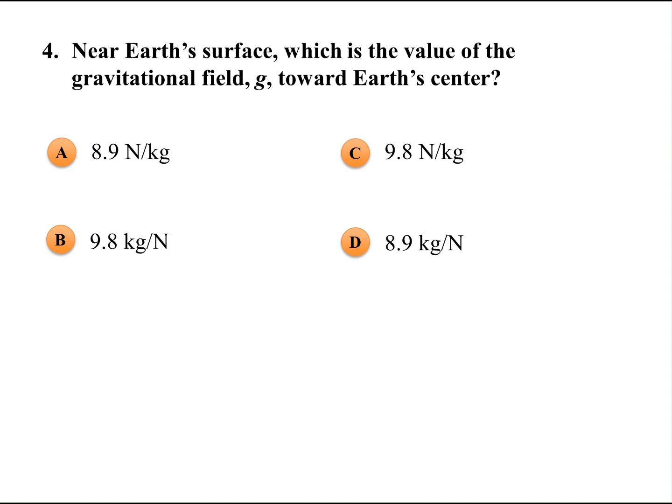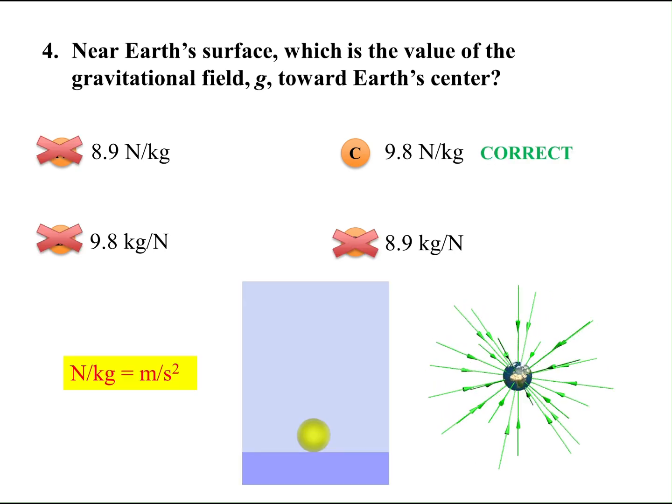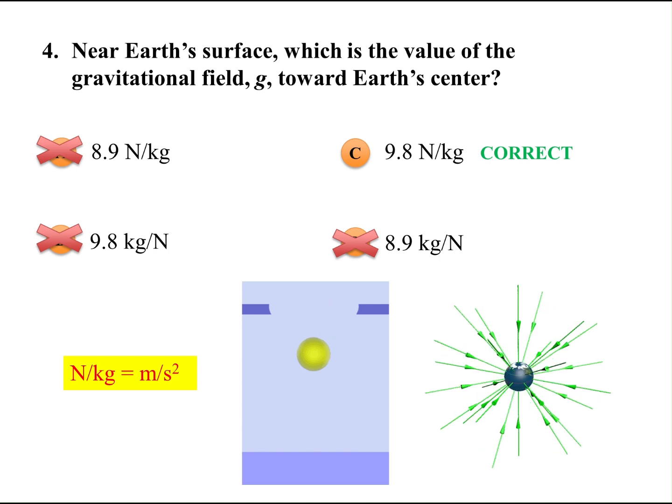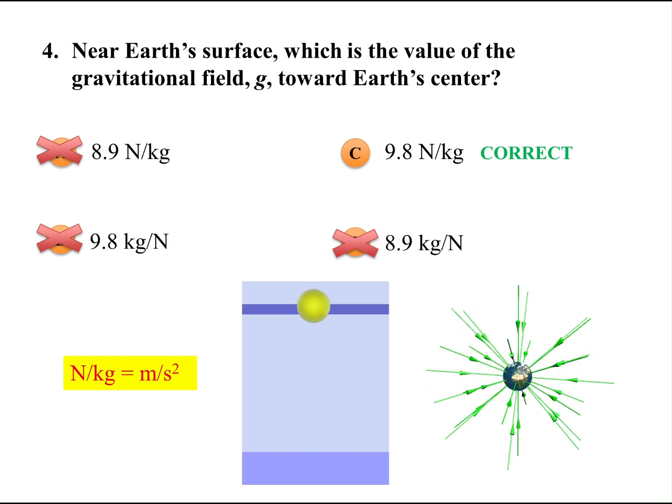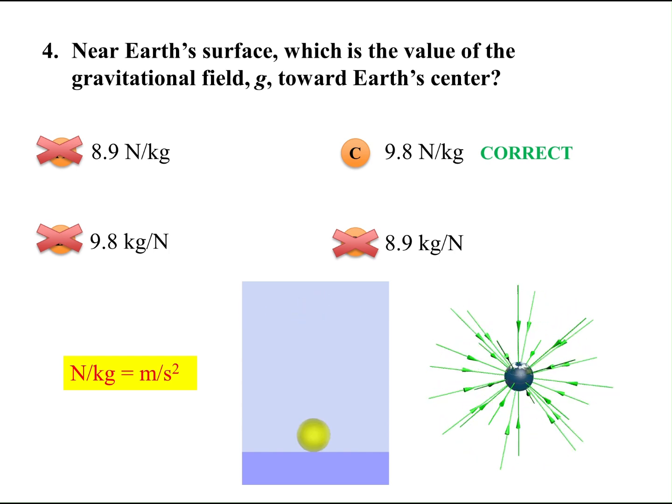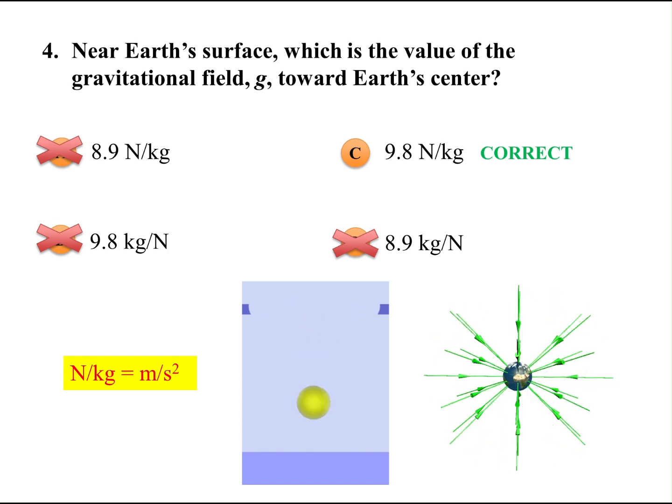Near Earth's surface, which is the value of the gravitational field g towards Earth's center? The answer is C, because 9.8 newtons per kilogram is equal to meters per second squared.